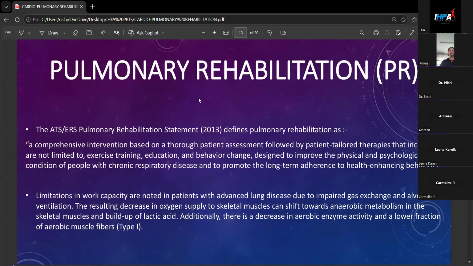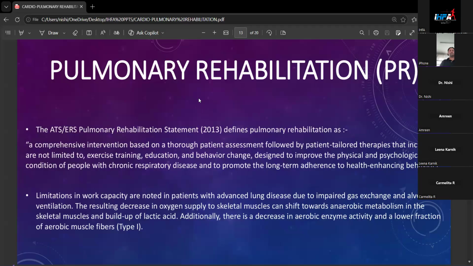According to the ATS, the American Thoracic Society, and the European Respiratory Society pulmonary rehabilitation statement of 2013, it is a comprehensive intervention based on a thorough patient assessment followed by patient-tailored therapies that include but are not limited to exercise training, education, and behavior change. These are designed to improve the physical and psychological condition of people with chronic respiratory diseases, to promote long term adherence and to improve health enhancing behaviors.